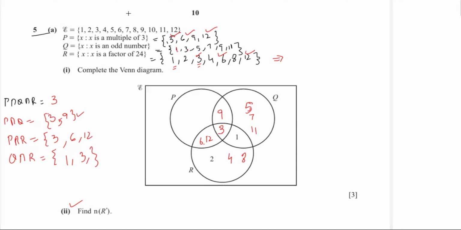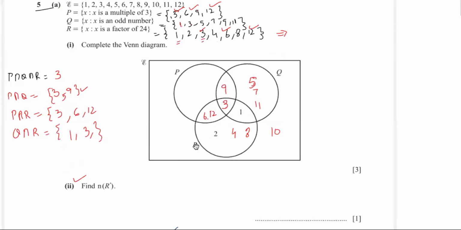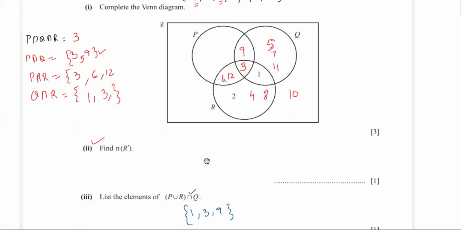And the elements of the universal set we have to write. Already mentioned are 1, 2, 3, 4, 5, 6, 7, 8, 9. 10 is not mentioned here, so we write 10, 11, 12, and these are the elements of the universal set. This is the completion of the Venn diagram.